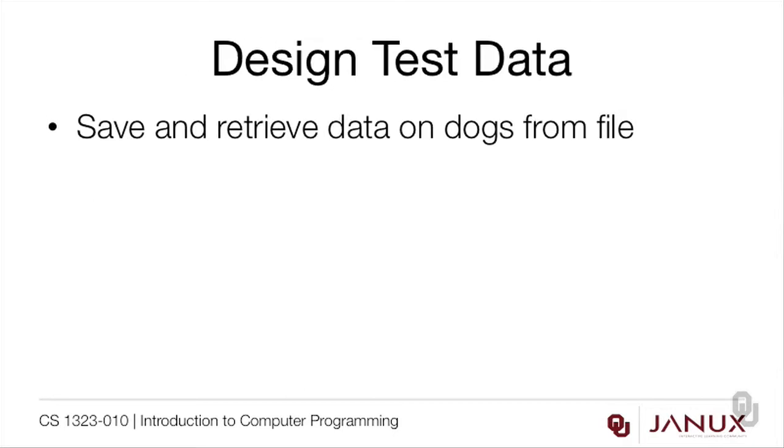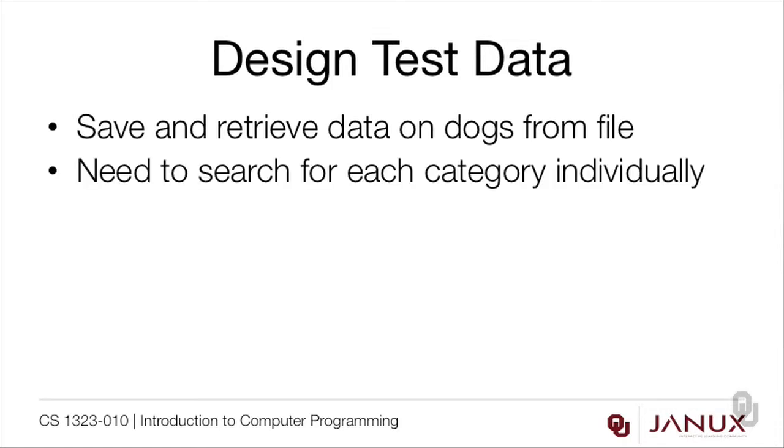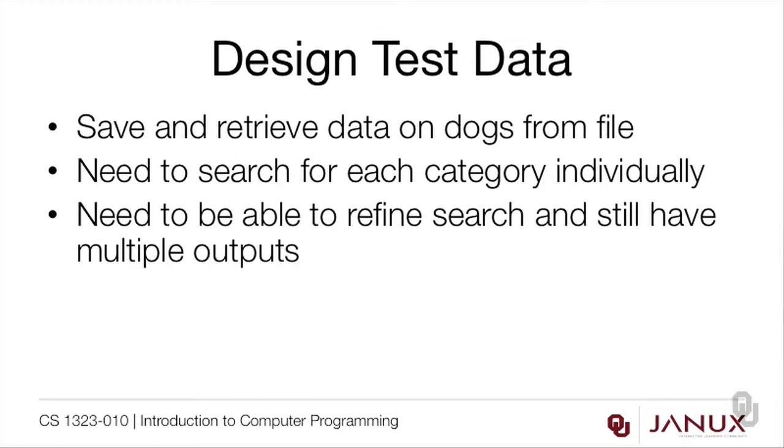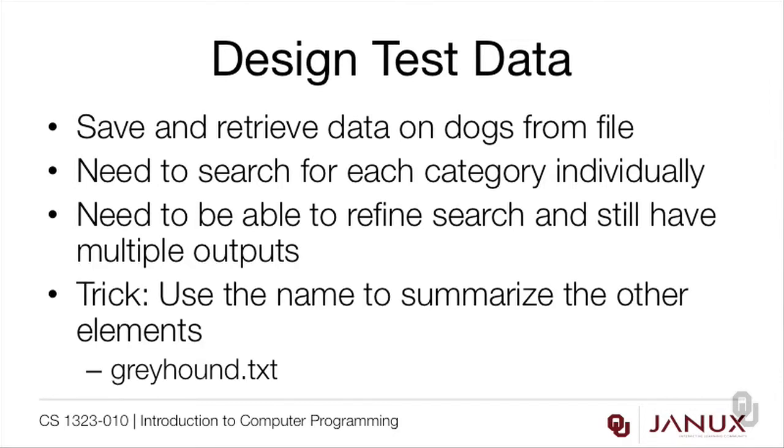So let's design some test data. Well, we know we're going to need to save and retrieve data on the dogs from a file. And we're going to need to be able to search on each category individually. We're also going to need to be able to refine our search and still have multiple outputs. What this means is that we're going to need to have a lot of data. Now there's a little trick to this, and that's to use the name to summarize the other data elements. This makes it possible to tell if your program's working correctly.